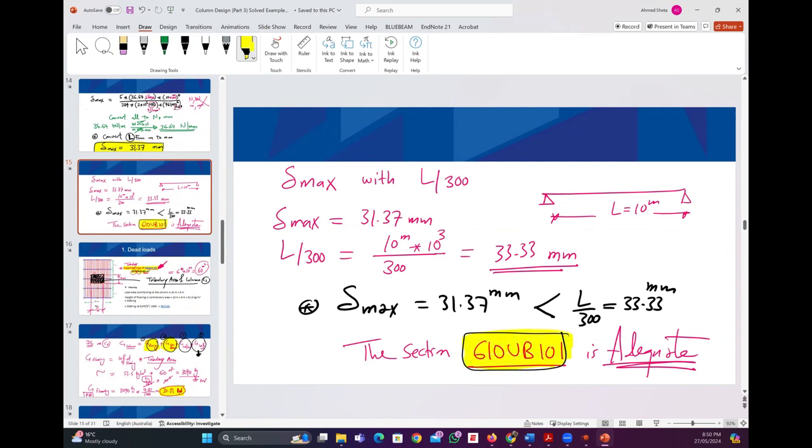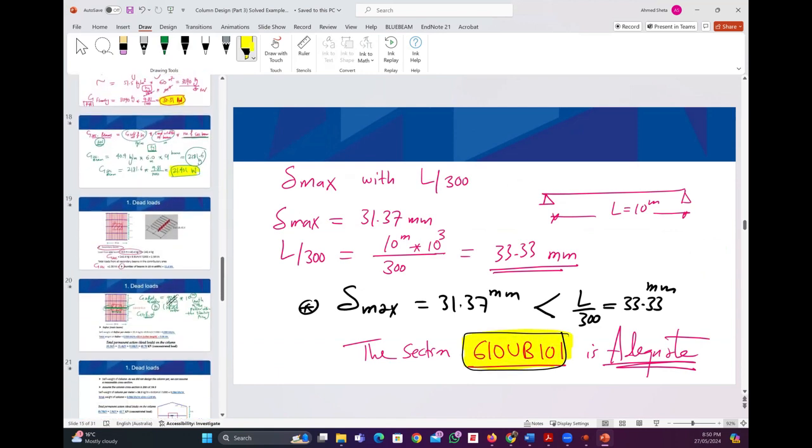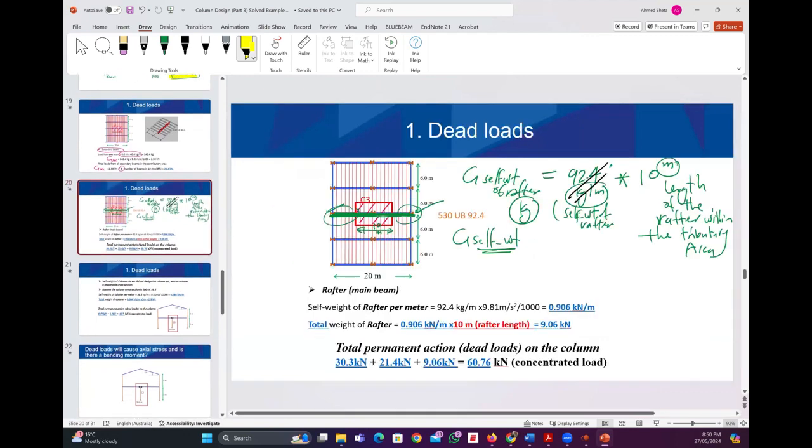610 UB. So if you update your rafter, what do you need to do here? You need to calculate the self weight of the rafter based on the new beam. Is that logical? So I will just update it here. So 101 times 10, this becomes 1010 kilogram. So G rafter will be 1010 times 9.81 divided by 1000.